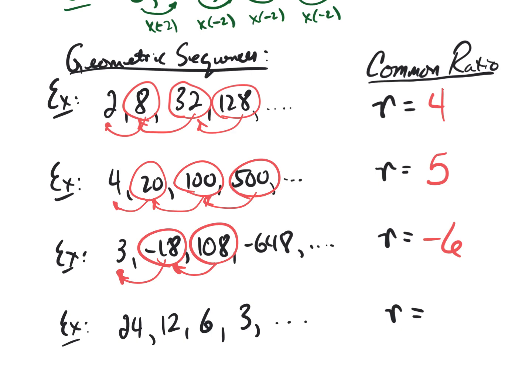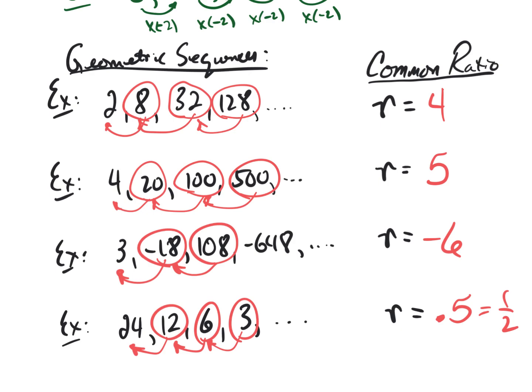And then finally on this fourth example, take 3 divided by 6, or 6 divided by 12, or 12 divided by 24. No matter which one you grab, what you'll get as a result is 1/2 or 0.5. And I don't care if you use the decimal or the fraction. Okay? So given a sequence, you need to be able to find the common ratio. And you'll see why in a couple of minutes.